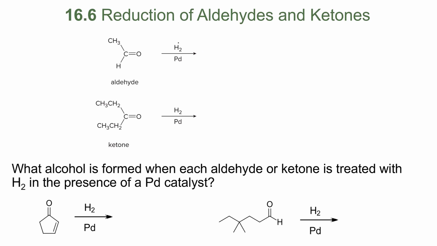Aldehyde with H2 palladium, this is our reagent that we've already seen before. We use it to reduce double bonds. We can use it to also reduce aldehydes. So we're going to add H and H here to get a primary alcohol.